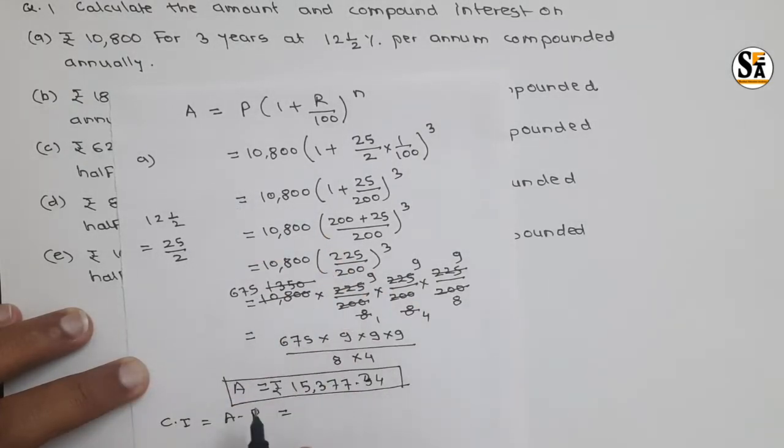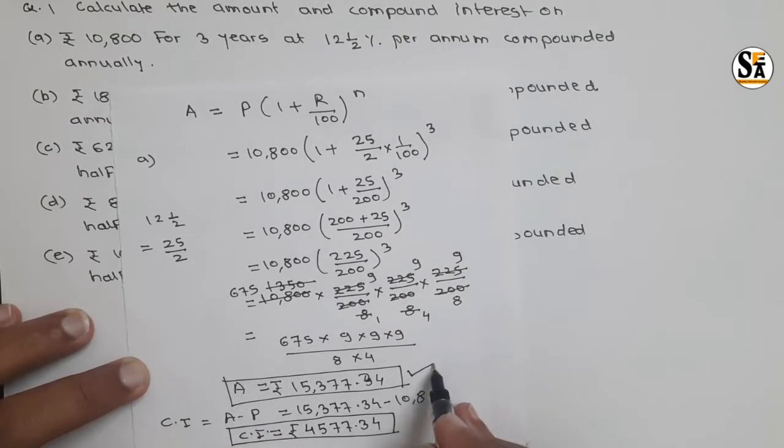So what is the A? 15,377.34 minus principal is 10,800. If we subtract this, we get 4,577.34 rupees, and this is the compound interest. Thus we got two values. This is the total amount and this is the compound interest.